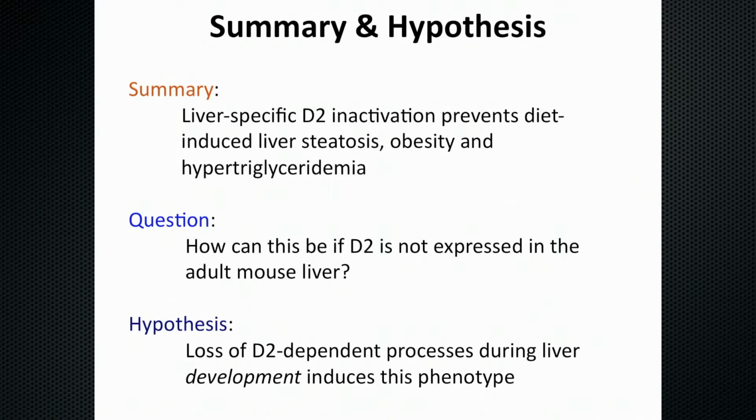But how is this possible if D2 isn't even expressed in the adult mouse liver? This led us to a new hypothesis that perhaps loss of D2-dependent processes during liver development induces this phenotype that sticks around into adulthood.